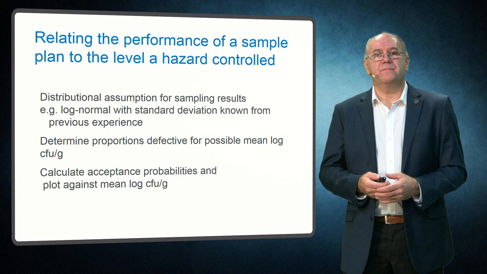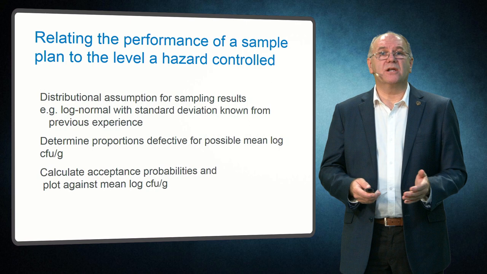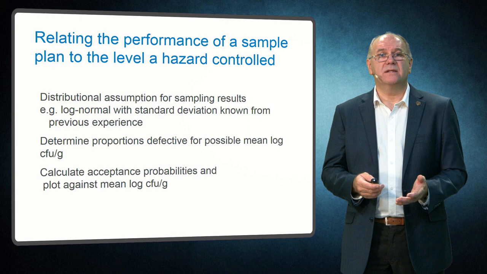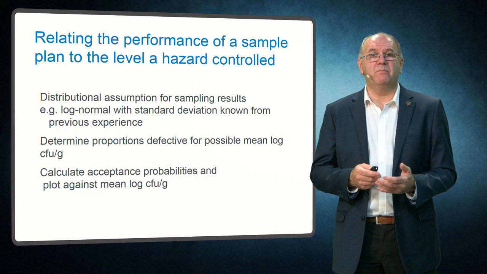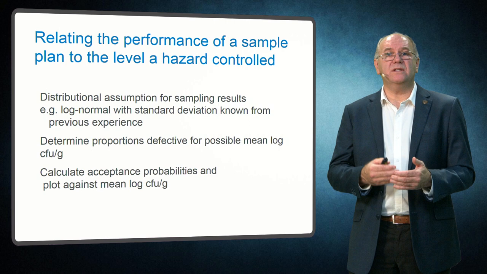First, in most cases, the distribution of counts of microorganisms is usually skewed and can usually be expressed as a log normal distribution. And if the food is well mixed and reasonably homogeneous, then the distribution will be tighter and have a lower standard deviation. Second, based on the log normal distribution, we can determine the proportion defective for a given mean count. And then third, using the operating characteristic curve, we can relate the mean count to the probability of acceptance.